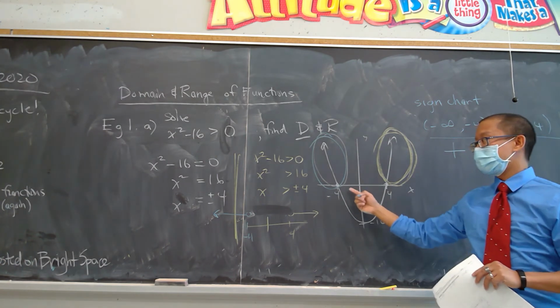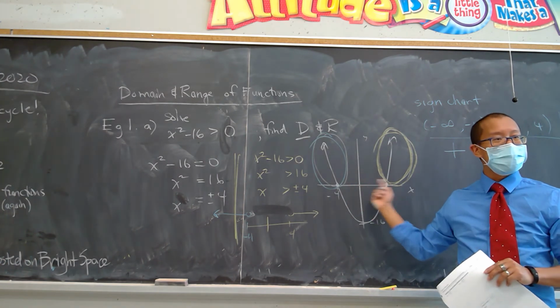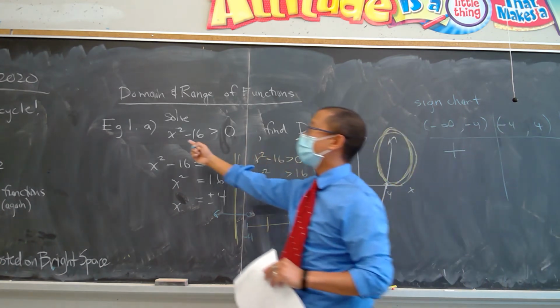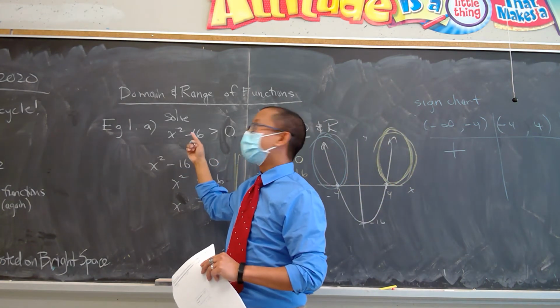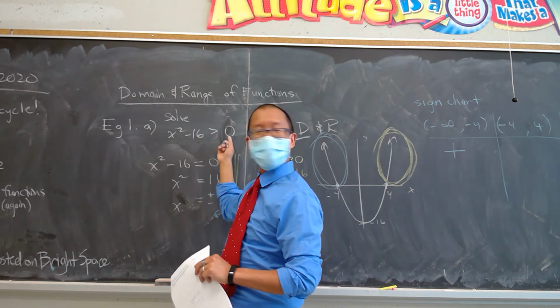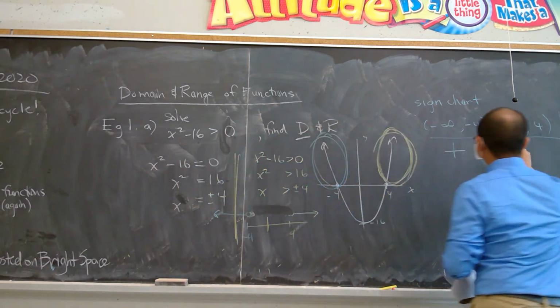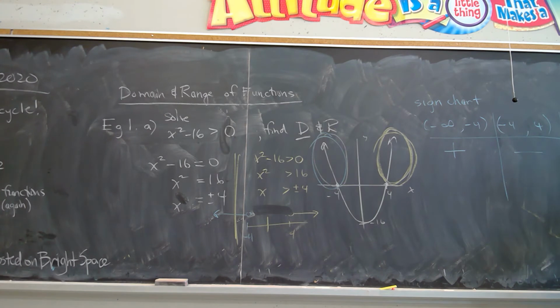Well, an easy number. You could say -3. How about 0? 0 is in between there, right? And if you plug in 0 here, 0 squared minus 16 is -16. -16 is not greater than 0. So that's negative. That's not true. And I think everyone agrees with what we're doing.